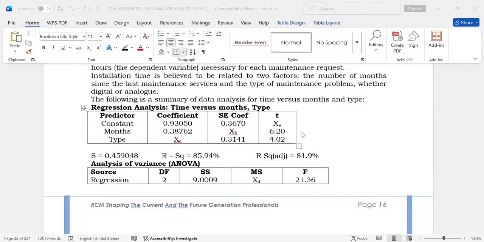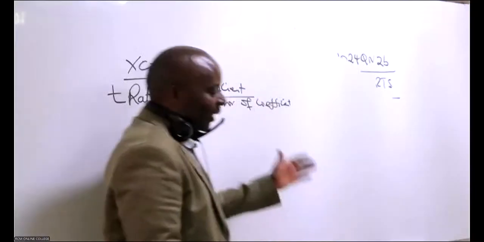So XC is there. So now we are getting XC. You can see the row where XC is in. You can see it is in row number 3. I can see the coefficient is the one that is missing, right? The SE coefficient, already we have it. And the T ratio, we have it as 4.02. So now I'm getting XC.